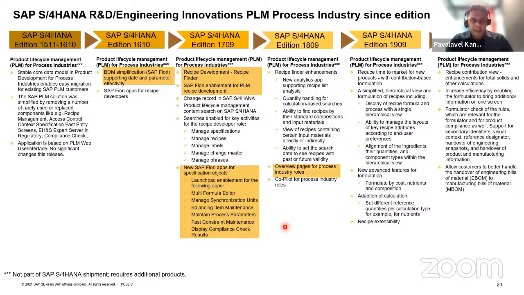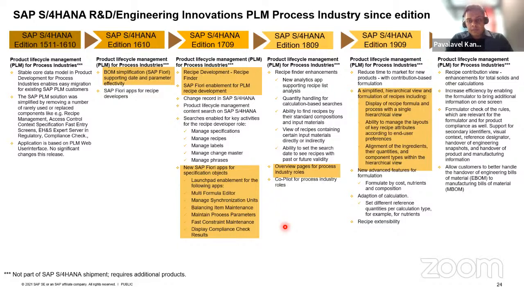Then as a part of 1809, we had the overview pages for process industry roles. And then as a part of 1909, there was an app which was brought for a simplified hierarchical overview of your formulas and recipe. So the ability to manage your recipe attributes. The main thing is recipe attributes based on your end user preference. Based on each individual user preference, we can maintain what are all the key recipe attributes you want to modify. Okay, so this is more core focusing on the PLM process industries, so it might not be relevant for many other industries.